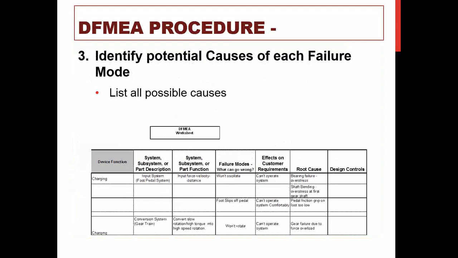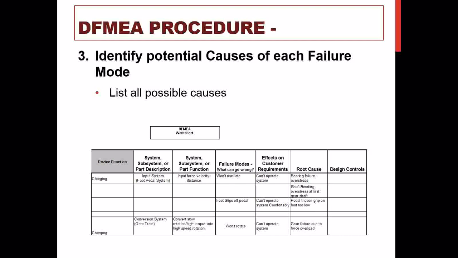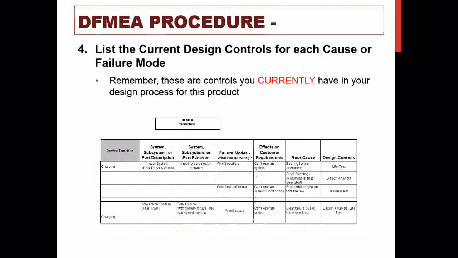In the case here, we're looking at a charging system that may be foot pedal operated. It has a gear train in it that's going to run a generator, and we're going to use that for charging batteries. So in looking at the input system, maybe one of our first failures, obviously it wouldn't oscillate, wouldn't allow us to pedal the system. Or it could be that we have a problem when we're pedaling the system, our foot may slip off. So here's 2 potential failure modes.